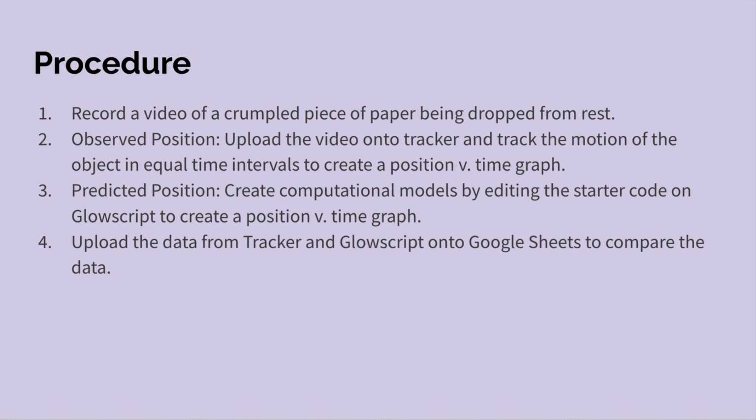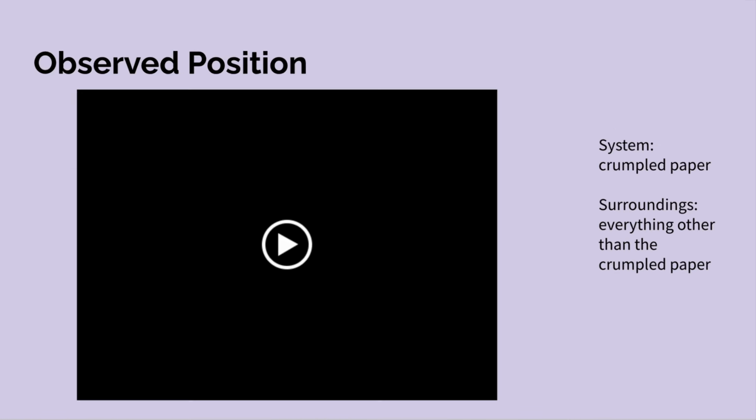So I first started this experiment by recording a video of a crumpled piece of paper being dropped from rest from approximately 1 meter off the ground. To obtain my observed data, I uploaded the video onto Tracker and tracked the motion of the object in equal time intervals to create a position versus time graph. Next, I created the computational models by editing the starter code on GlowScript. Lastly, I uploaded the data from Tracker and GlowScript onto Google Sheets to compare the data of position over time.